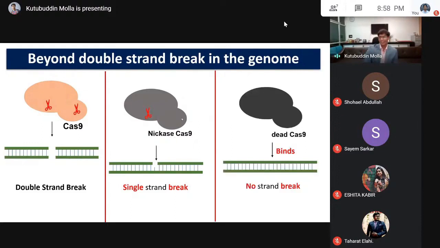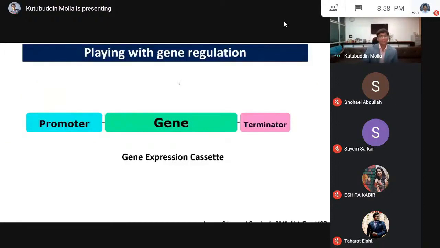Now you can make this Cas9 dead. How will you make it dead? You just take out both the scissors from that. So how to do that? This is protein engineering. Two single mutations in the Cas9 DNA would make the Cas9 ineffective to cut, because it would not have the ability to make any cut, but it would have the ability to bind to a certain sequence. Now, if you want to play with gene regulation, we need to have those kinds of nCas9 and dCas9.